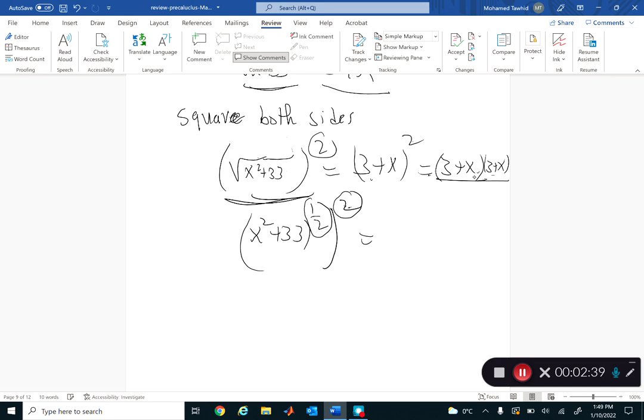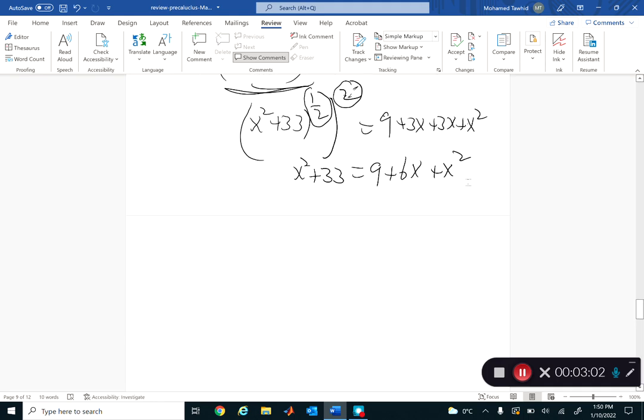Then I expand this bracket: 3 multiplied by 3 gives 9, 3 multiplied by x gives 3x, x multiplied by 3 gives 3x, and x multiplied by x gives x squared. If I simplify, you have x squared plus 33 on one side, and 9 plus 6x plus x squared on the other. You are lucky, x squared cancels with x squared. So you get 33 equals 9 plus 6x. What do you get? A linear equation.